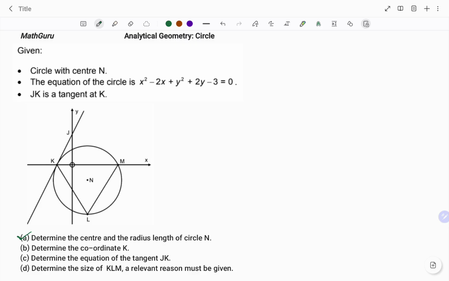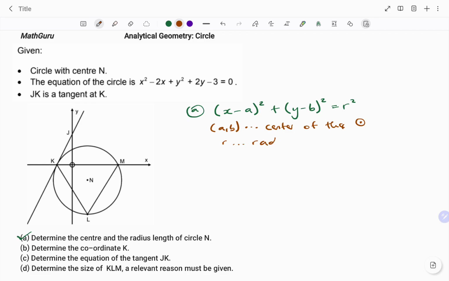Note that the standard equation of a circle, that's the A part, we have that as (x minus a) all squared plus (y minus b) all squared equals r squared, where (a, b) is the coordinate of the center of the circle whose center is not at the origin, (0, 0). And then we have a radius r.